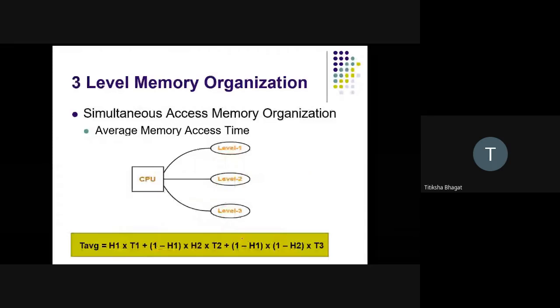Similarly, if I have a 3-level memory organization, that means instead of 2 levels I am having 3 levels, where H1, H2, H3 indicate the hit ratio of L1, the hit ratio of L2, and the hit ratio of L3. Then the formula is H1 into T1 plus (1 minus H1) into H2 into T2 plus (1 minus H1) into (1 minus H2) into T3. So this is the formula for average access time in level 3 organization.